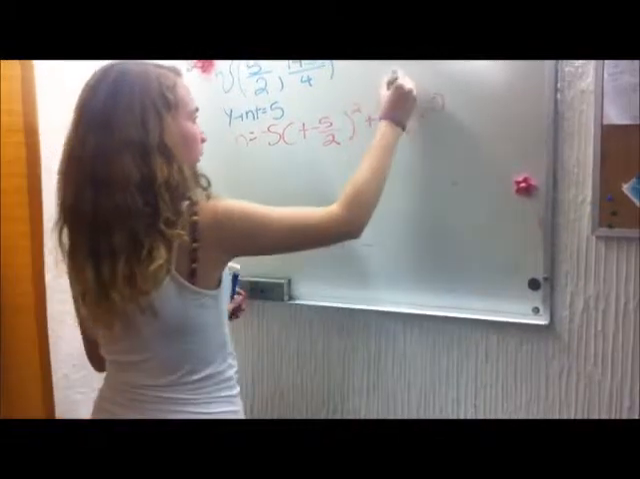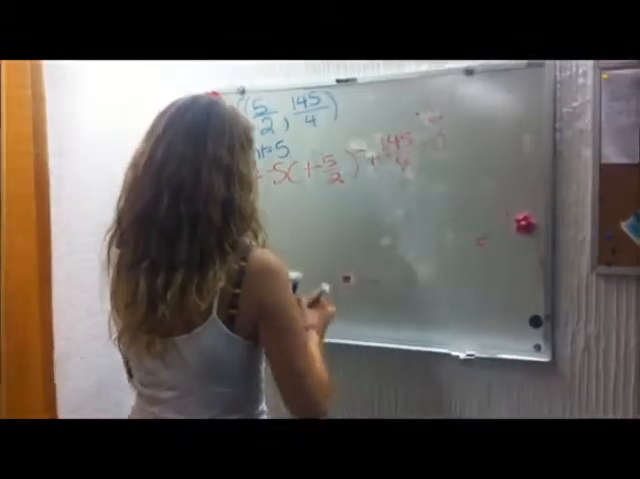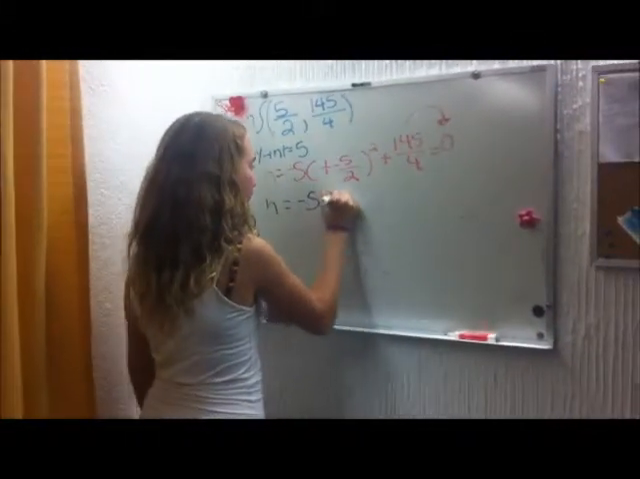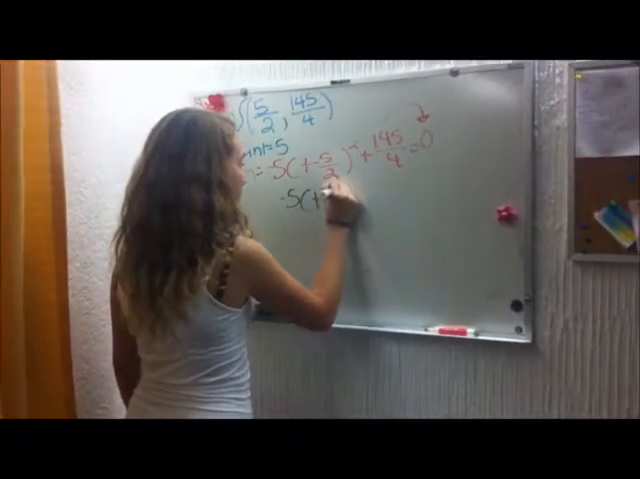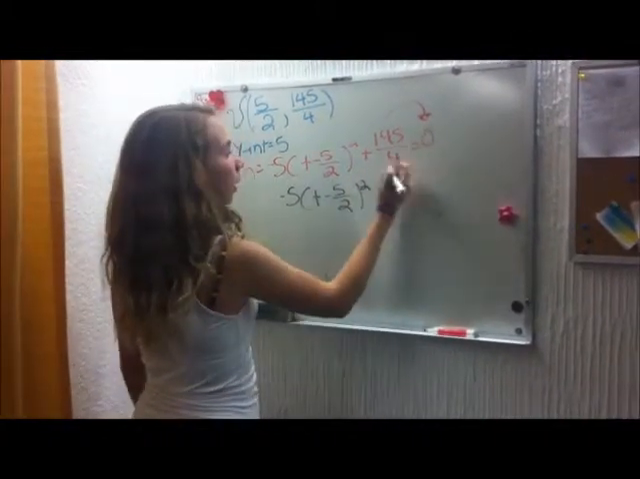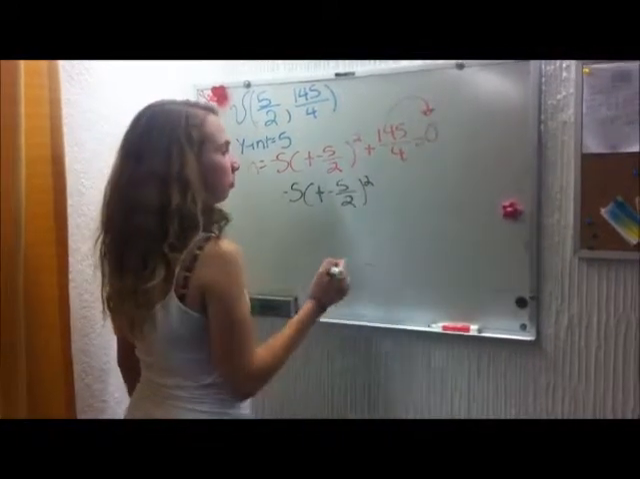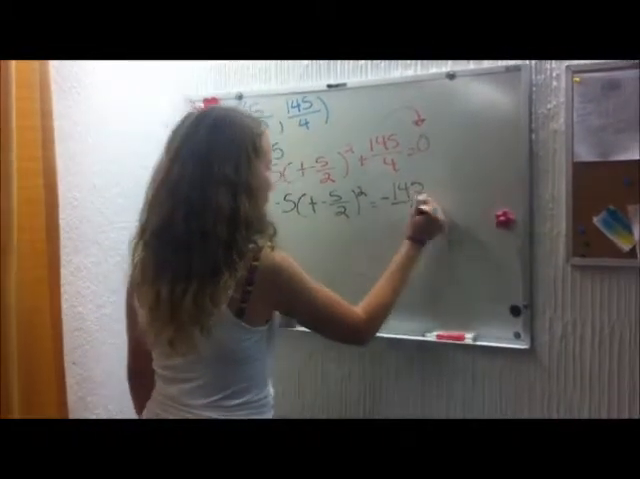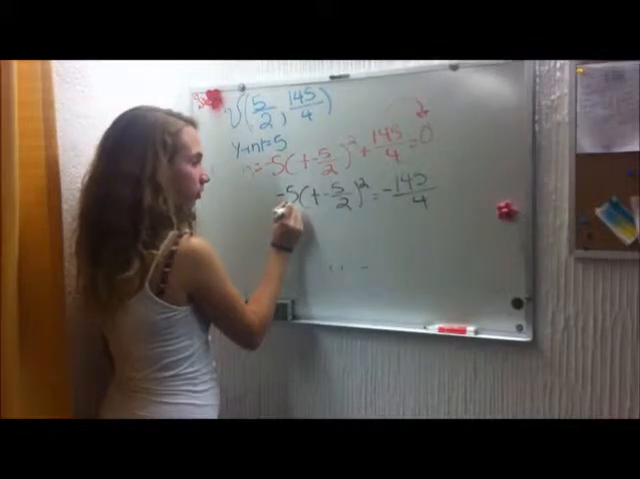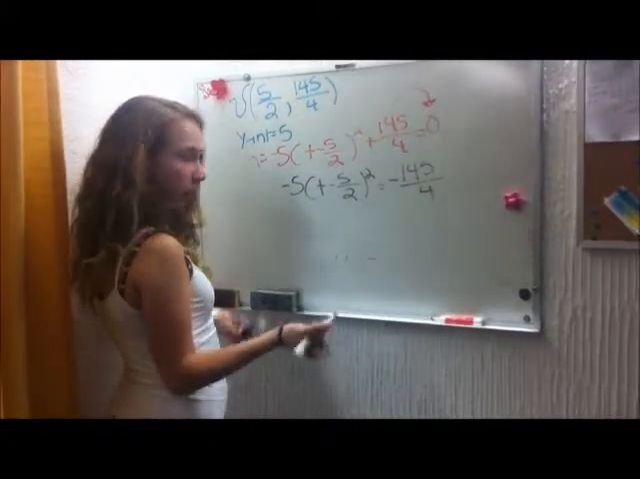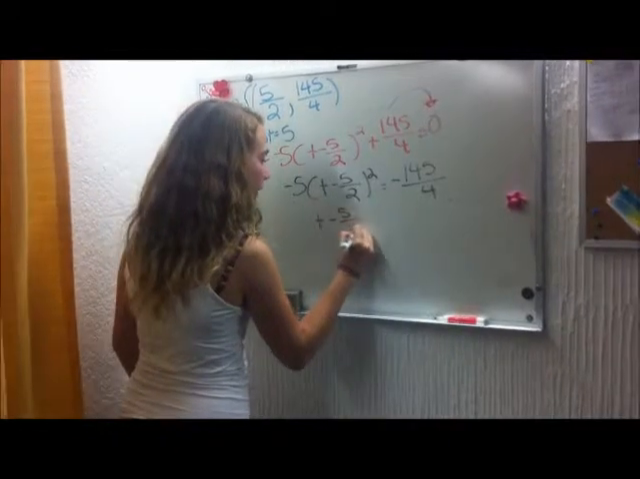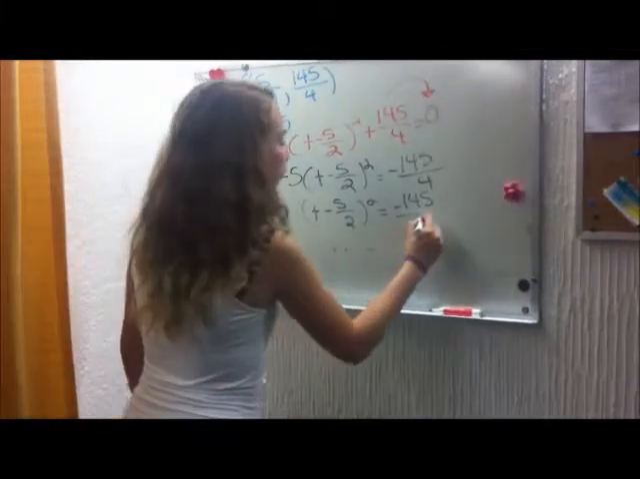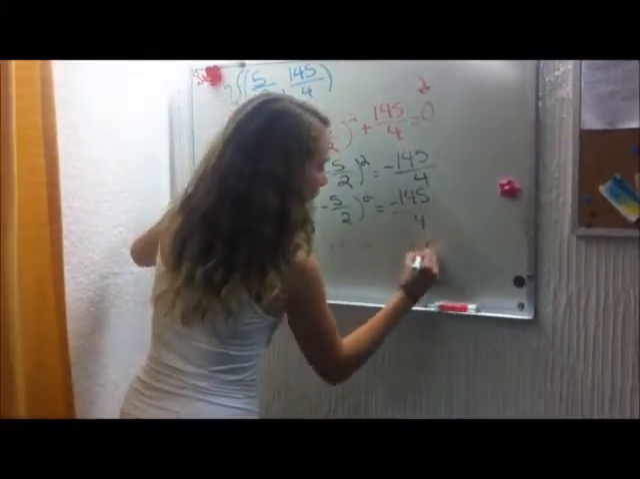So now we're gonna pass this here. So we have minus 5 times t minus 5 halves squared, and it's gonna change the sign because we are going to pass it to the other side, equals minus 145 fourths. Here now we have to pass this one because it is multiplying, it passes dividing, so it is t minus 5 halves squared equals minus 145 fourths over minus 5.